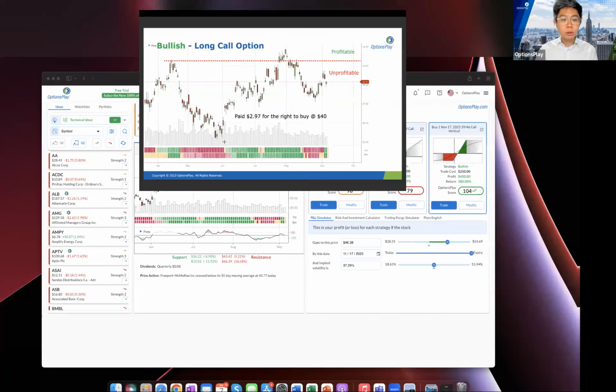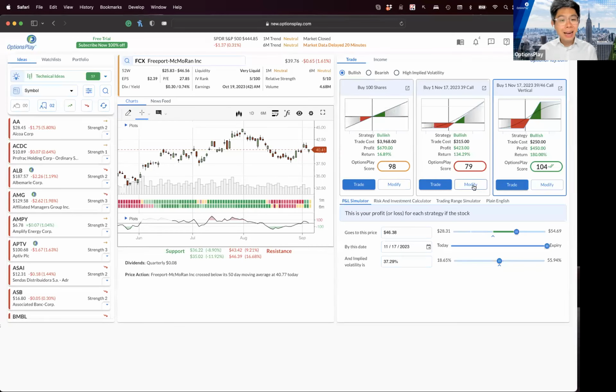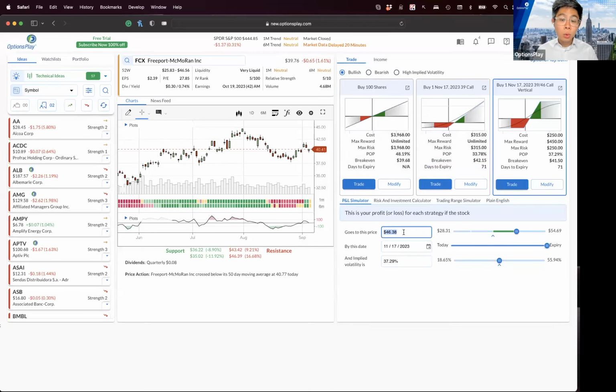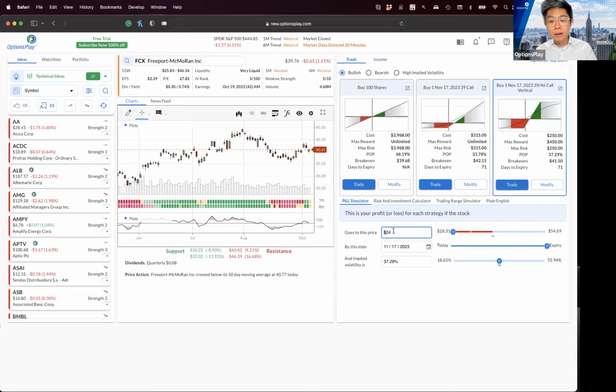But this is really where you can turn to the OptionsPlay platform, because not only can you look at the most up-to-date information. So Freeport-McMoRan has pulled back a little further here today. So I'm actually looking at the $39 call options. And as you can see, the break-even price on that is $42.15. But not only am I able to see this type of information and plot it on my chart to see, do I think the stock's going to go above $42.15? I can also say, well, what happens if the stock goes up to $45? How much money can I potentially make?